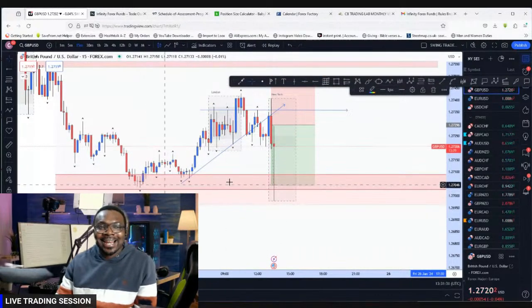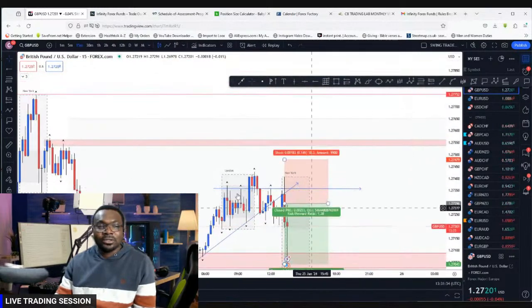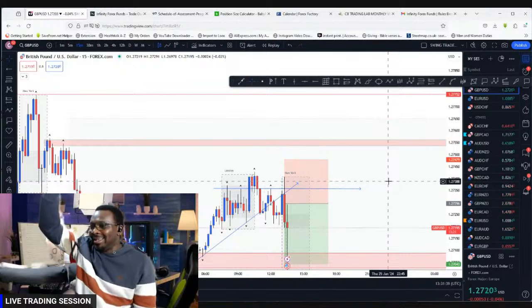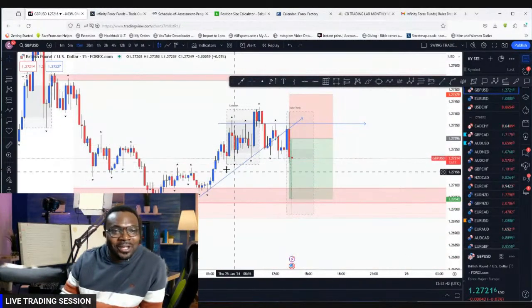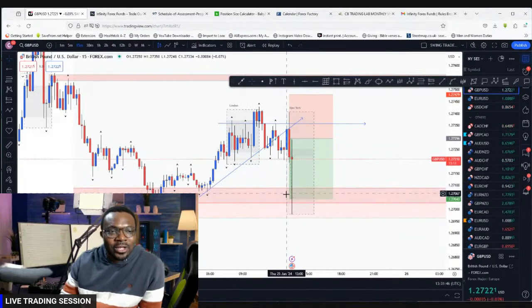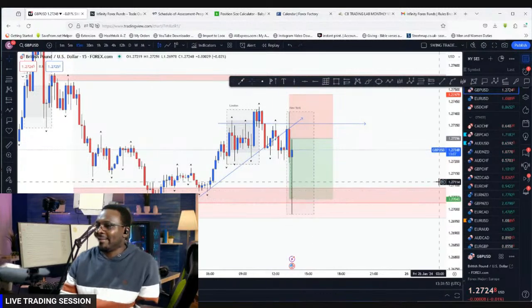Now they can go up and go to the moon. Whatever they want to do, let them go. I'm not interested anymore. If they want to go higher, let them fly. But I told you they were coming for liquidity. They have to come for it. They have to take it. So that's why I put my TP at that level, this low. I know they were coming there.